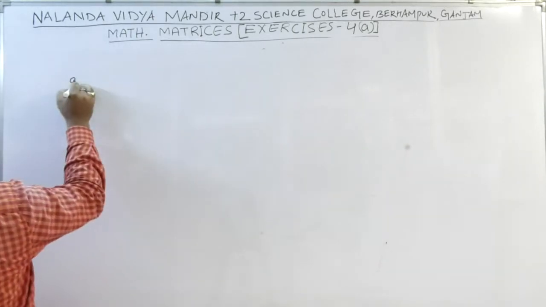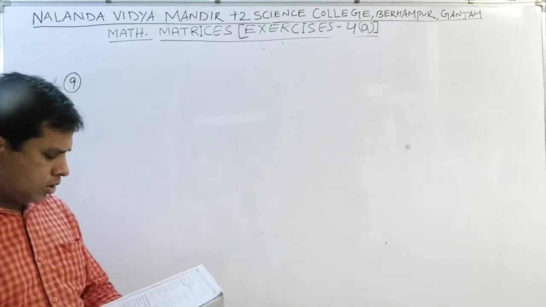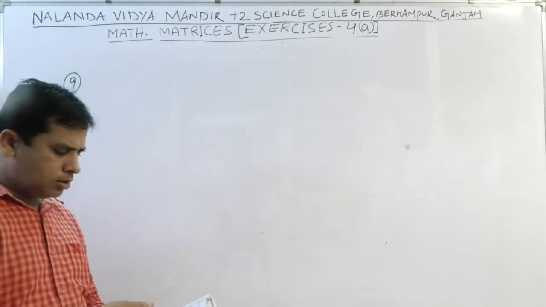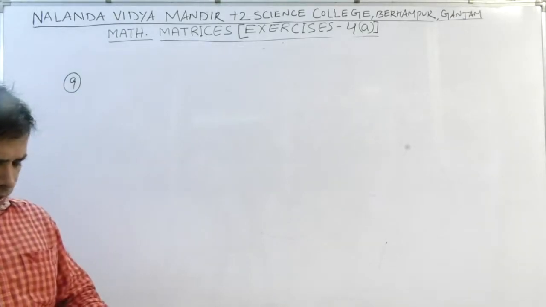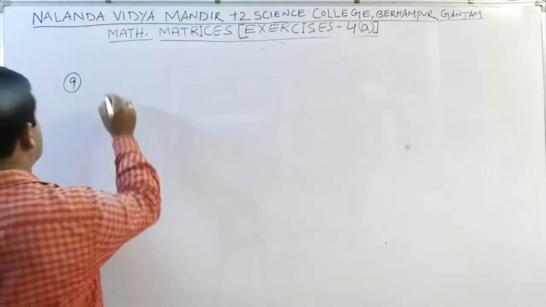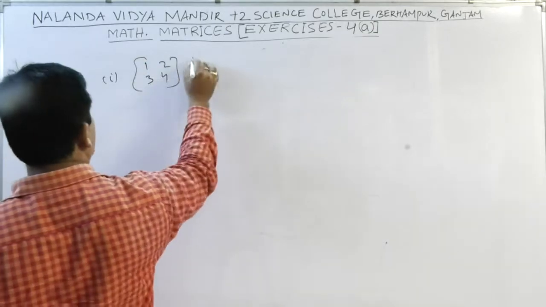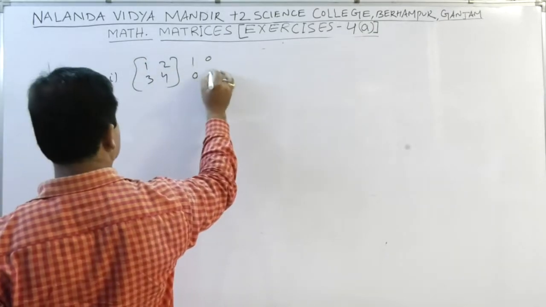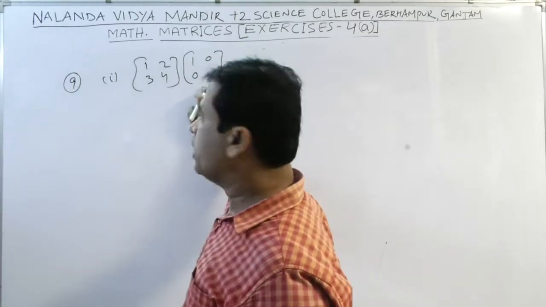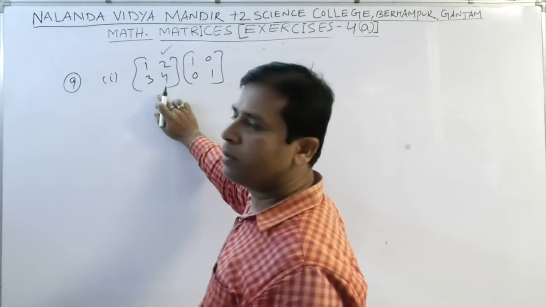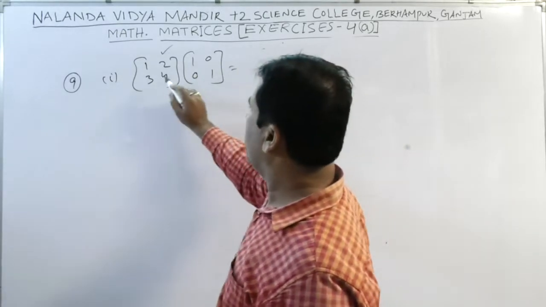Now, the 9th question is the same. Find the following products. Two matrices are given. The first part, both are of order 2, so we can multiply both. The first question is [1, 2; 3, 4] multiplied with [1, 0; 0, 1]. This is our unit matrix. If we multiply these two matrices, then the product is this matrix, because this is our unit matrix. Therefore, we can find this product.